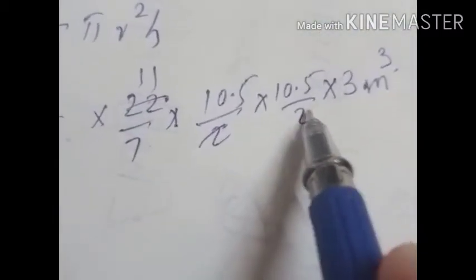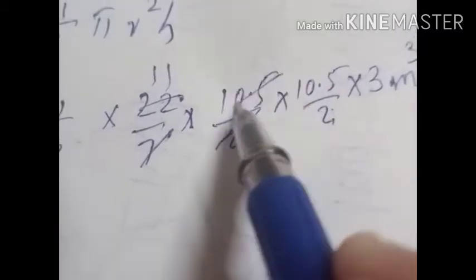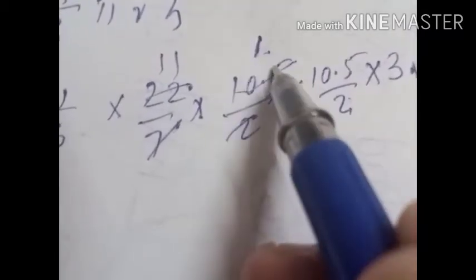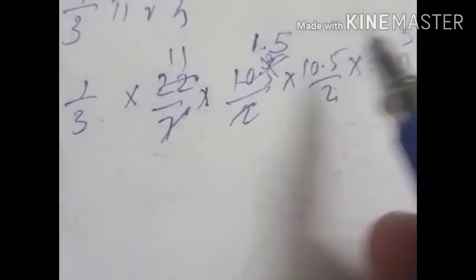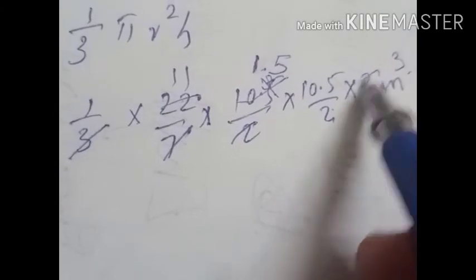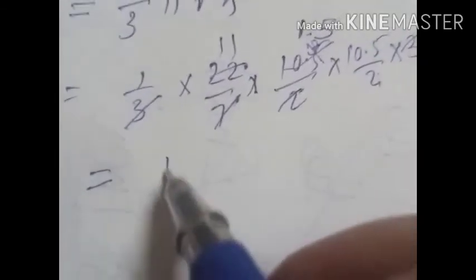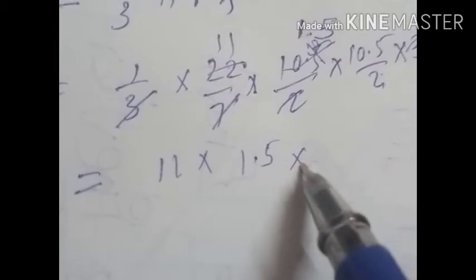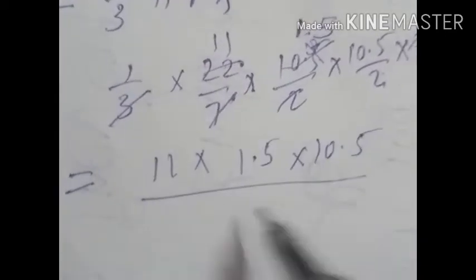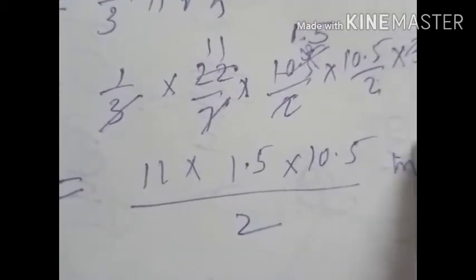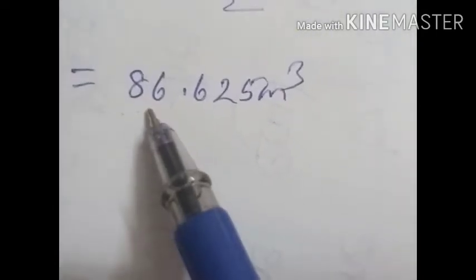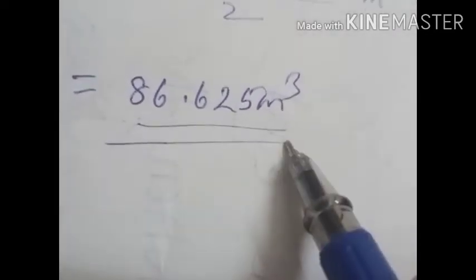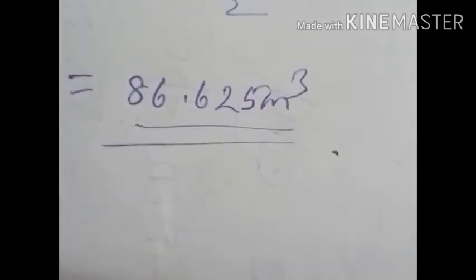Then 2 in 22, 11 times. Then here this 7 in 10.5, that is 1 7s are 7, then remaining 3 in 35, 5 7s are 35. Then no other terms. Here 3 and this 3 also we can cut. Then which is remaining? 11 into 1.5 into 10.5 by 2 meter cube. When we multiply the terms, then we will get 86.625 meter cube. So this is the volume of the heap of the wheat.